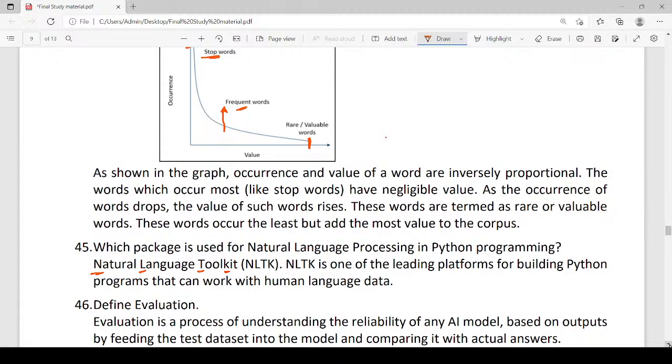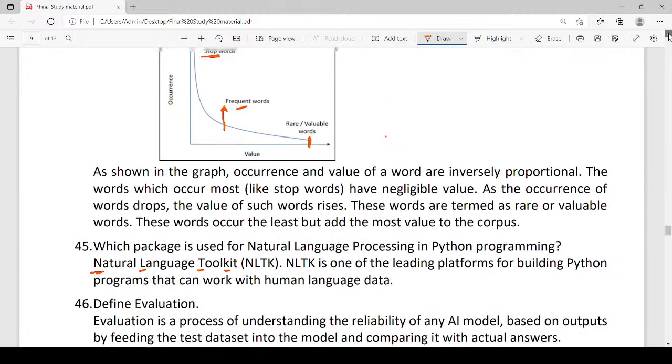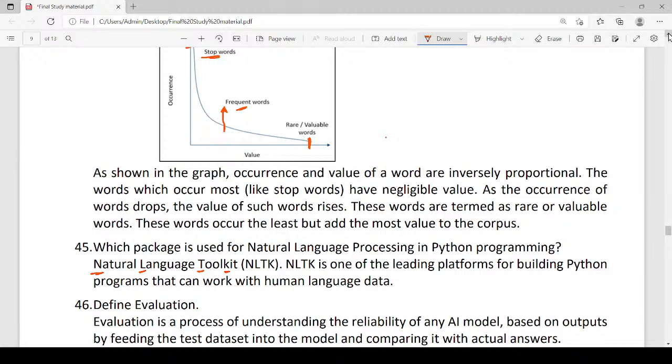Now quickly let us complete the 8th lesson as well. So we move on to the next lesson, evaluation. Now in evaluation, we begin with the definition of evaluation. Evaluation is the process of understanding the reliability of any AI model based on outputs, by feeding the test data set into the model and comparing the outputs with the actual answers.